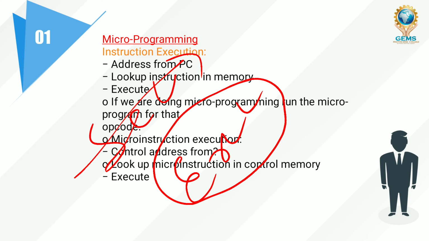Microprogramming is nothing but micro instructions. We already know the definition of a program: a program is nothing but a set of instructions. So why do we call a program a set of instructions? Because we want to do something.